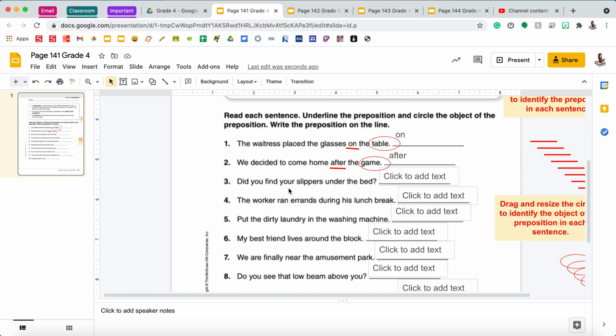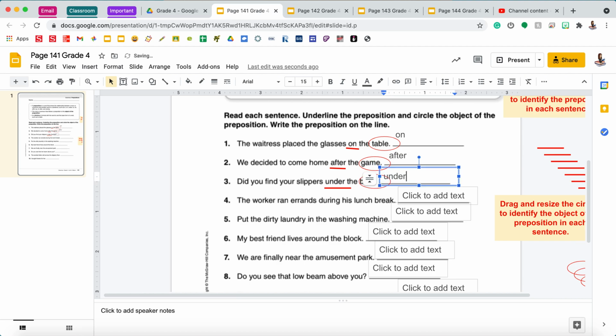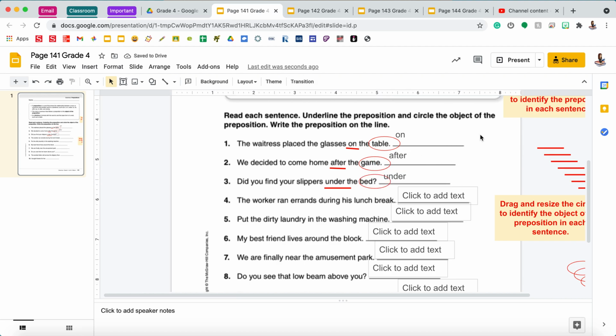Let's do one more. Did you find your slippers under the bed? My preposition here is under. And the object or the noun of that preposition is bed. So on the line, I'm typing under. And again, I can take out that prepositional phrase, under the bed, and my sentence still makes sense. Did you find your slippers?